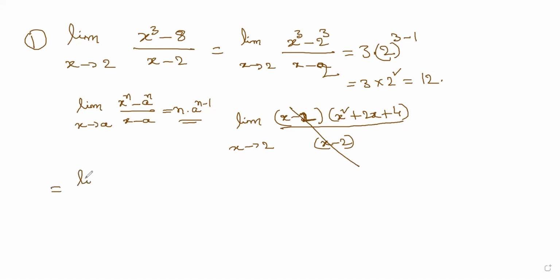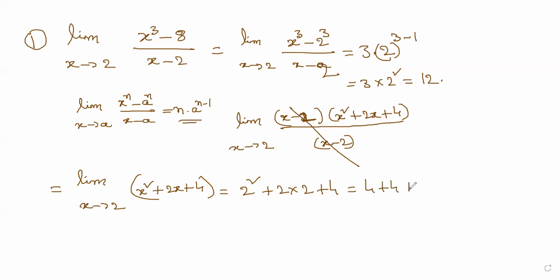When you substitute 2 here, limit x tends to 2, you have x square plus 2x plus 4, and that's 2 square plus 2 into 2 plus 4. So you have 4 plus 4 plus 4, which is equal to 12. So this is how you can solve the first one. This is a very basic way of solving the limits. You can make a note.